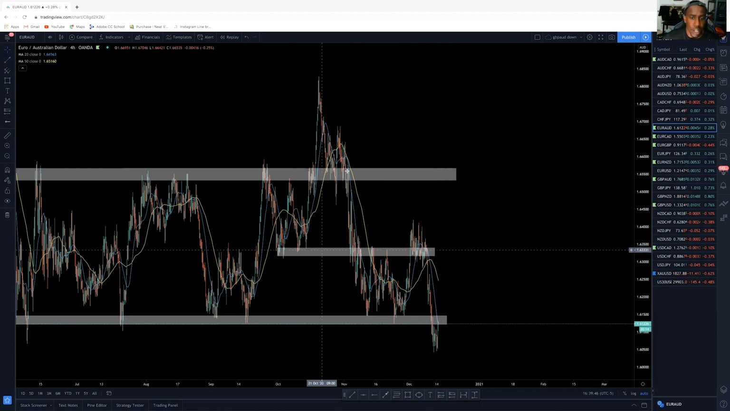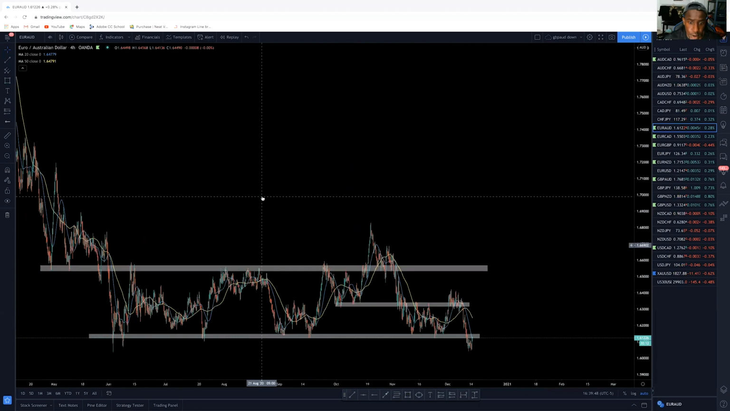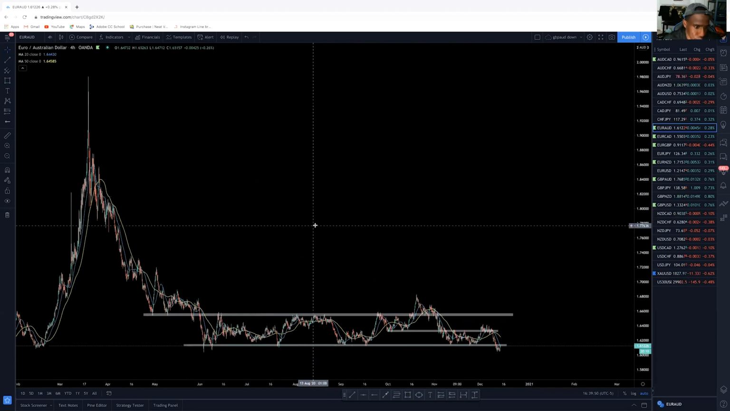Right? So this is just one pair, support and resistance on just one chart. Now let's look at a different chart, for instance.